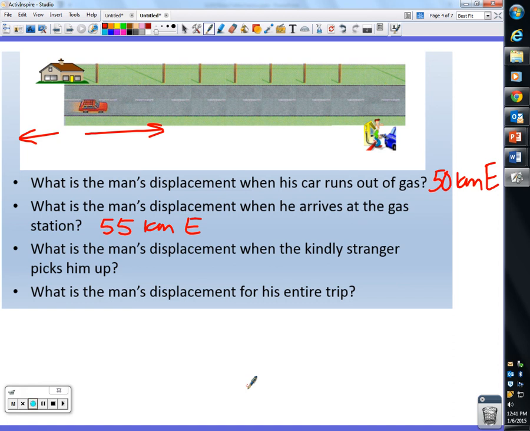We said that displacement is the difference between where you started and where you finished. Okay? Next question, displacement when the kindly stranger picks him up.